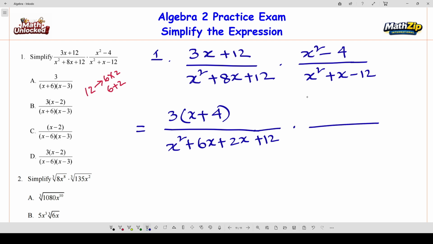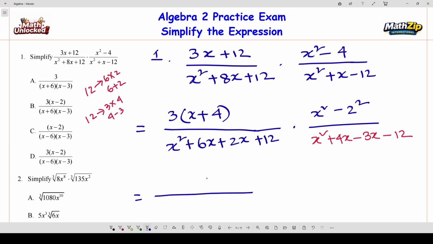Times, here is x square minus 4, we can write this as x square minus 2 square, and this denominator also we can simplify. Here is 12, so 12 we can write as 3 times 4, it will be 12, and same thing, 4 minus 3 will be 1. Here is x. In this case we can write x square plus 4x minus 3x minus 12.